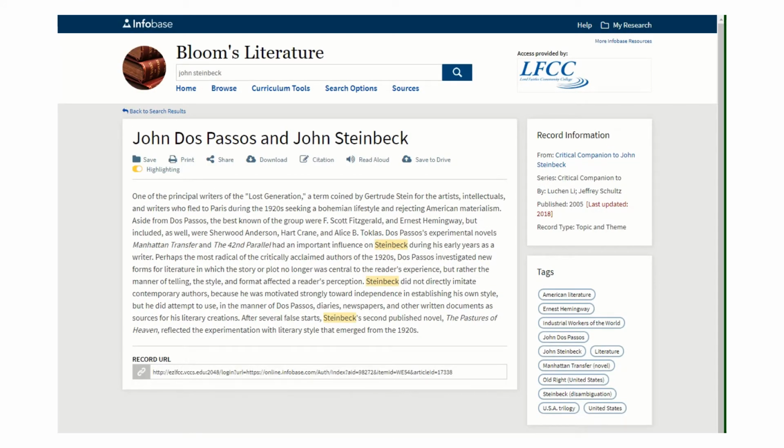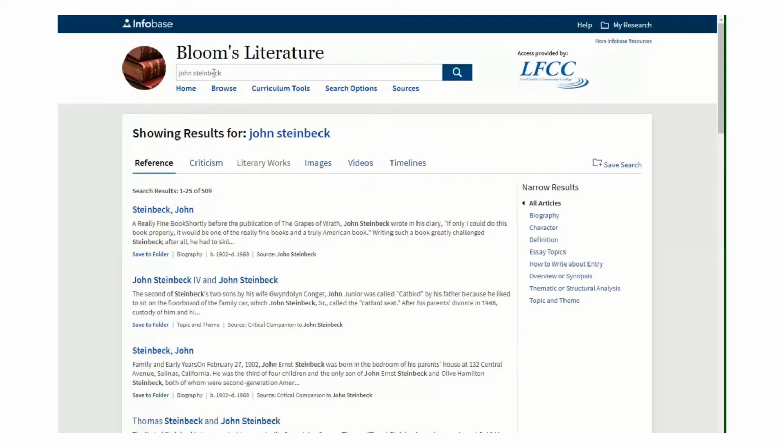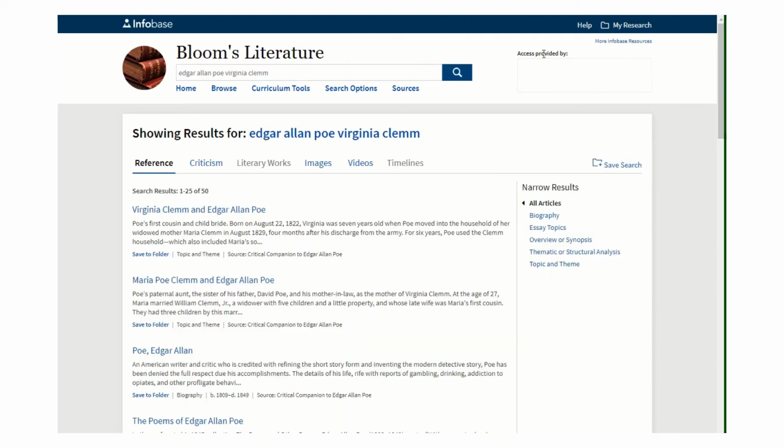You can also try focusing your search terms to help narrow down your results, which can be helpful if you're searching a well-known author or work and getting a lot of results. For example, if I wanted to know more about Edgar Allan Poe and his wife, I can add Virginia Clem as a search term, so I can more quickly find sources that discuss her.